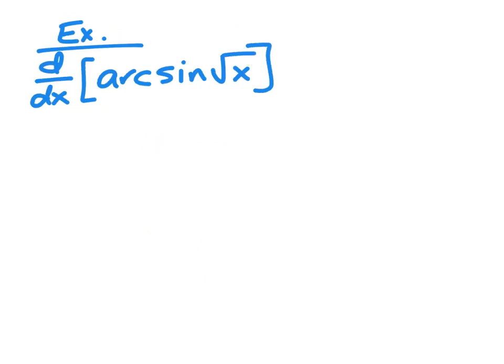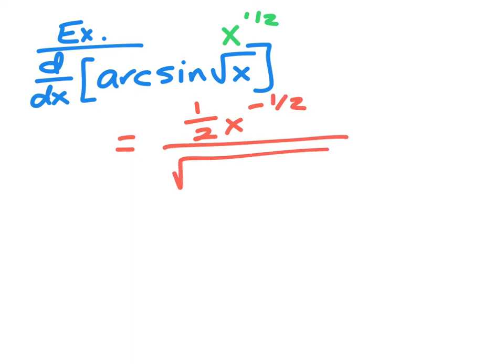So then the next one, take the derivative of arc sine of root x. Keep in mind root x is the same thing as x to the 1/2. That might make it easier for you to differentiate. So u prime in this case, I have to use the power rule, 1/2 x to the negative 1/2, over root 1 minus x to the 1/2 quantity squared.